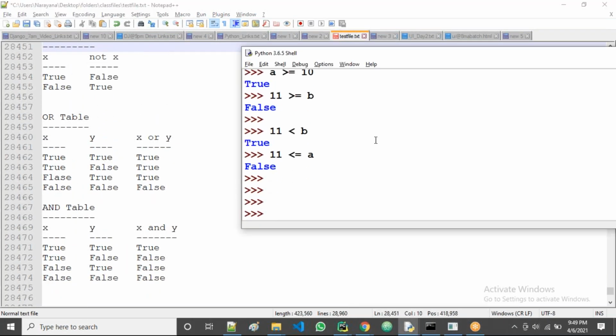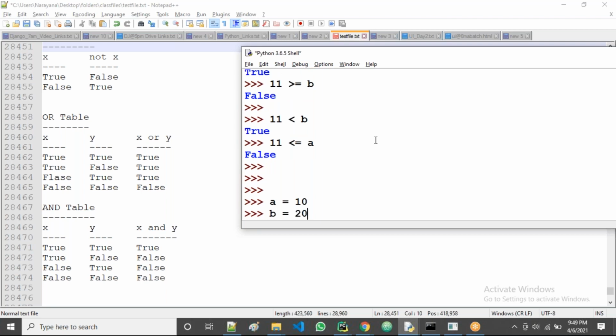Now all of you observe. Yes, I am taking the same A equal to 10, then I'll take B equal to 20, guys. Right, now I'll take here A equal to 10. First of all I'm taking a comparison operator. So is this one true or false, guys? Is this one true or false? All of you. Right, true. Okay, this is true, guys.